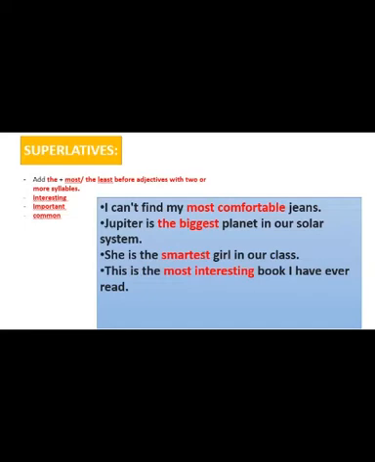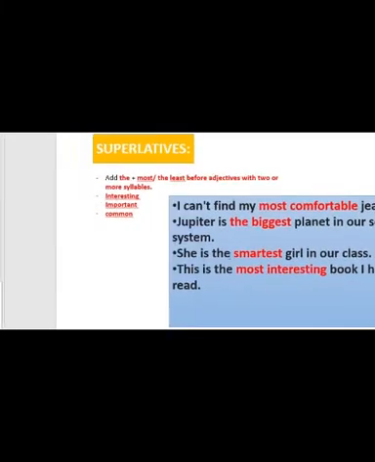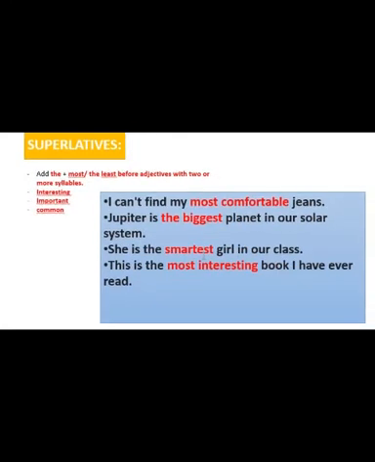Let's see the other examples. Jupiter is the biggest planet in our solar system. Here we are applying the rule. We use the adjective plus est. Okay? And let's see the other example over here. She is the smartest girl in our class. This is the most interesting book I've ever read.